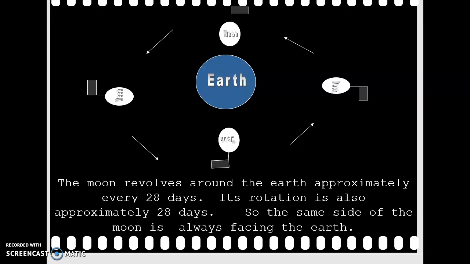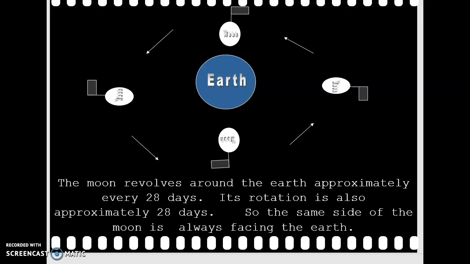The moon revolves around the Earth approximately every 28 days. So that means 1 moon year is equal to 28 Earth days. Its rotation is also approximately 28 Earth days. So 1 day on the moon is also equal to 28 Earth days.